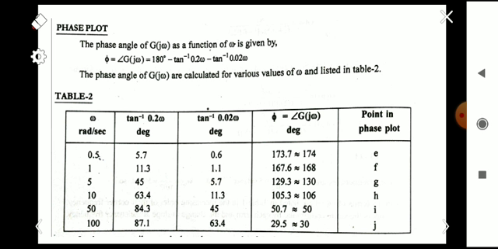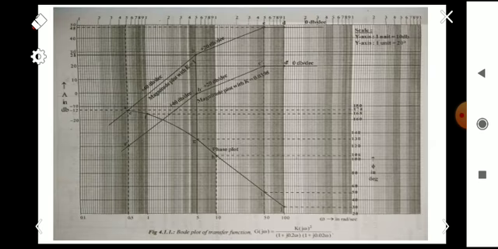And these are the corresponding phi for different values of omega. So that's all about the calculations, and after that we have to draw the graph. Okay, so this is the actual graph, and here this will be the magnitude plot, and this will be the phase plot.